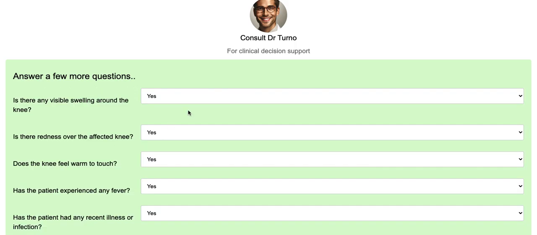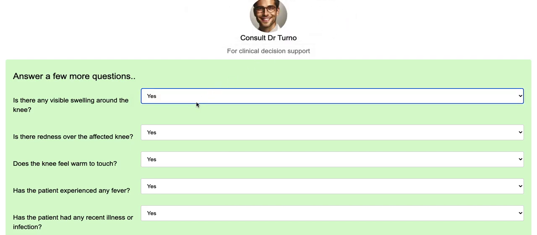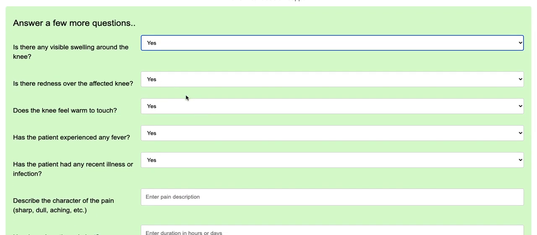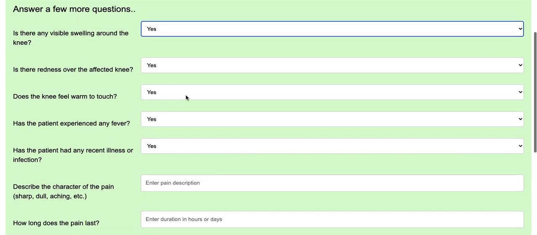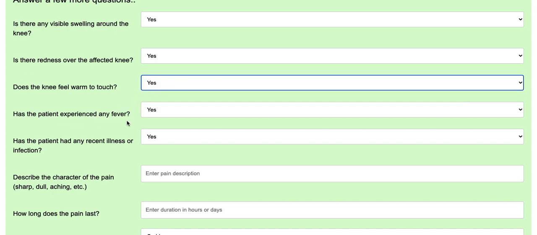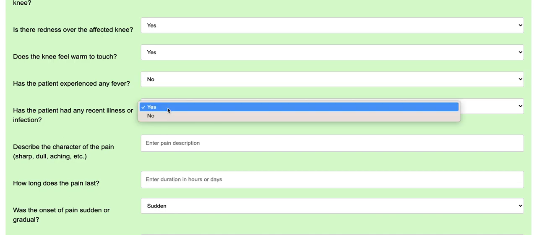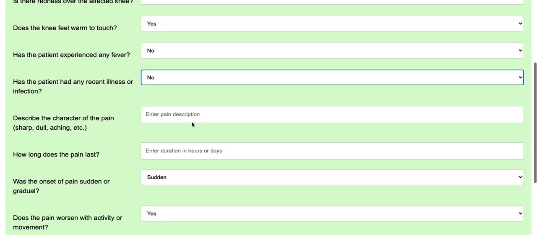All right. So the first question is: is there any visible swelling around the knee? Let's put yes. Let's say there is some visible swelling around the knee. Is there redness? Of course, because there will be signs of inflammation, right? So there is swelling, there is redness. It feels warm to touch. Yes. Has the patient experienced any fever? Let's put no. There were signs of inflammation in the joint, but there was no fever. Any recent illness or infection? No. Also, let's put no.